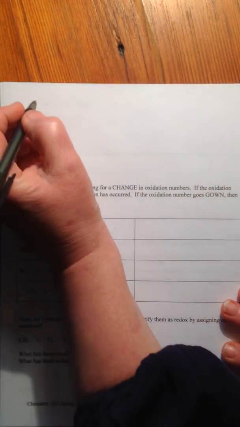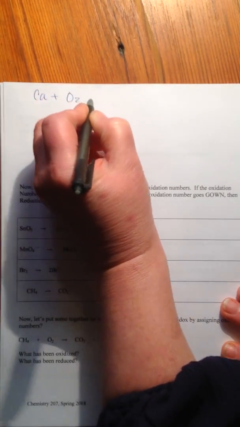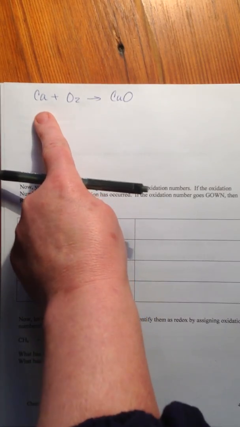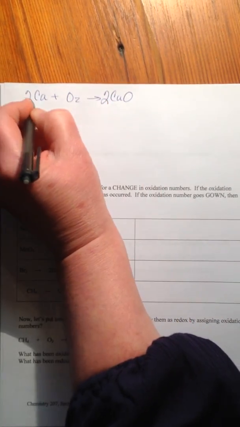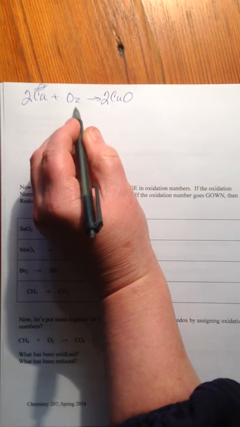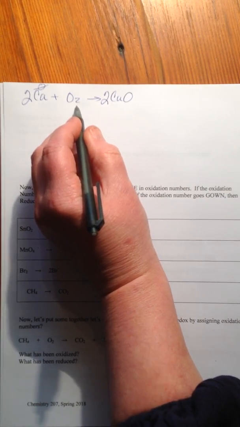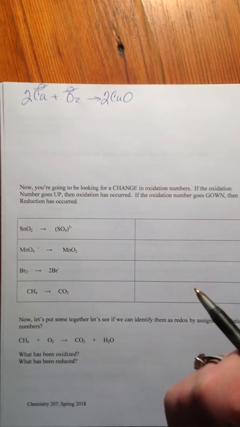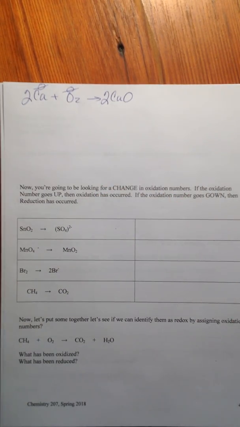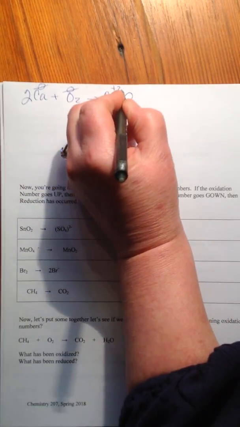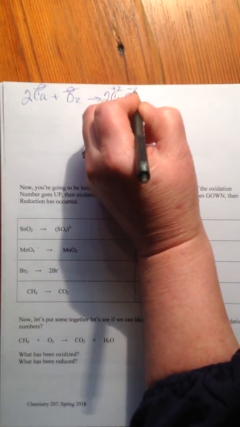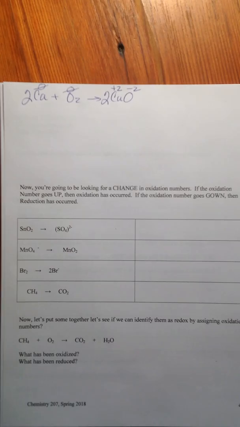All right, so let's go back to our calcium plus oxygen yields calcium oxide. Rule number 1 is that calcium here is uncombined, so it gets an oxidation number of 0. Oxygen here is uncombined, so it gets an oxidation number of 0 as well. Our calcium oxide is neutral, but it's also ionic. And we know that calcium has a +2 charge for the ion that went into making it, and oxygen is a -2 because of the ion that went into making it.